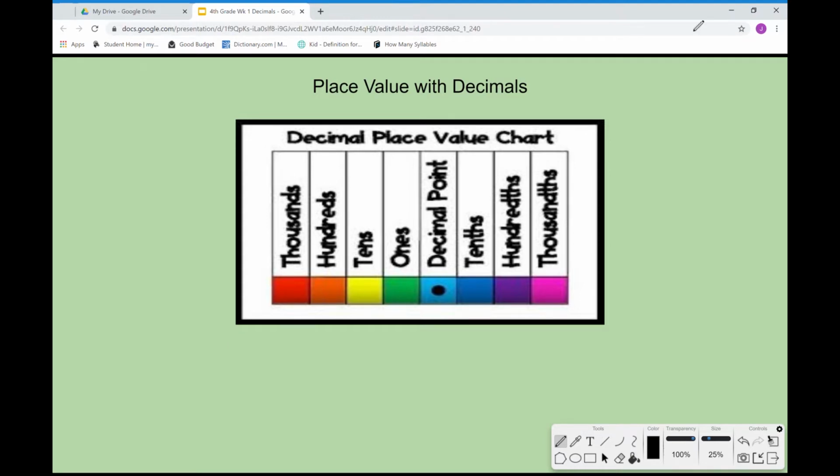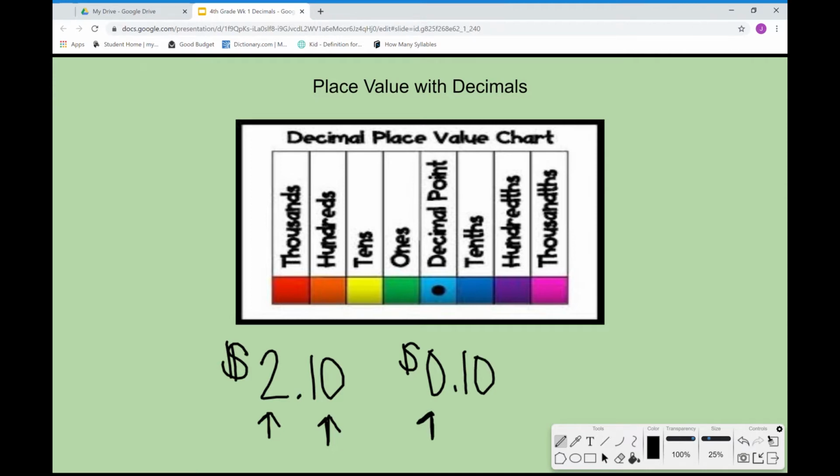Let's look at the money example again. We can add a dime to our $2 and make it $2.10. Now the decimal is separating the whole number from the fractional part. This is also why we write 10 cents like this, $0.10. Because here we have no whole dollars, but there is a fraction of a dollar, so we put it behind the decimal. Look back at the place value chart.